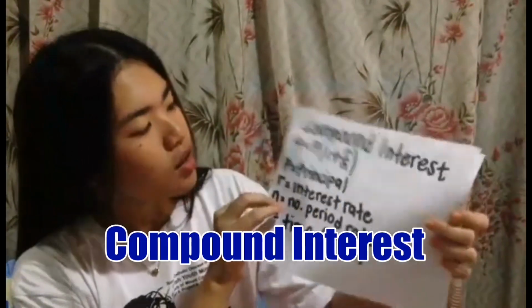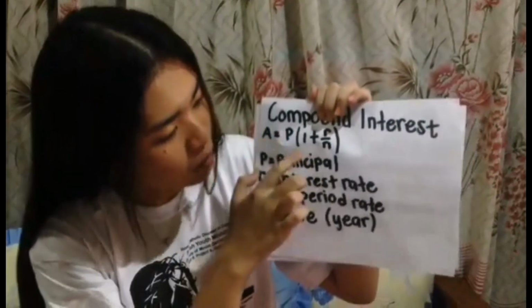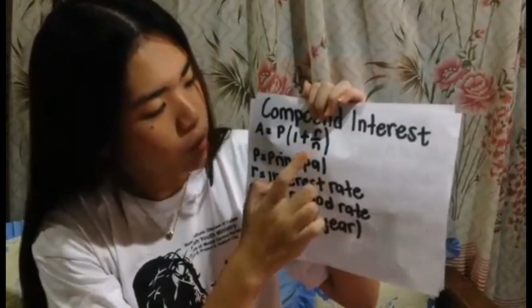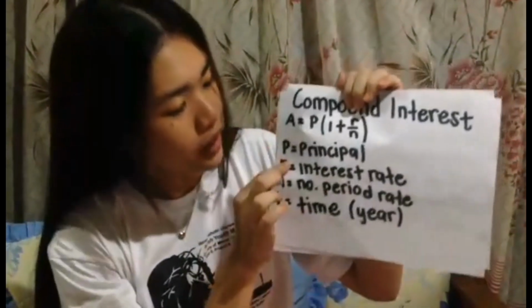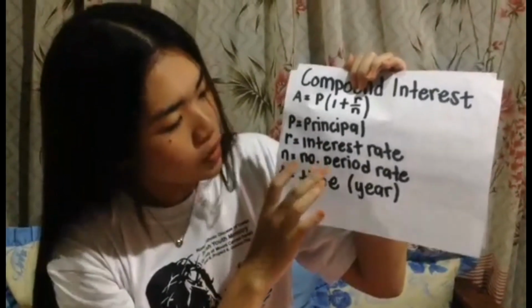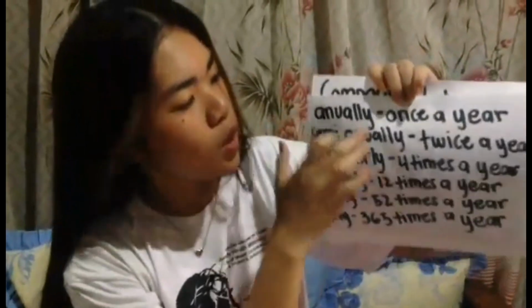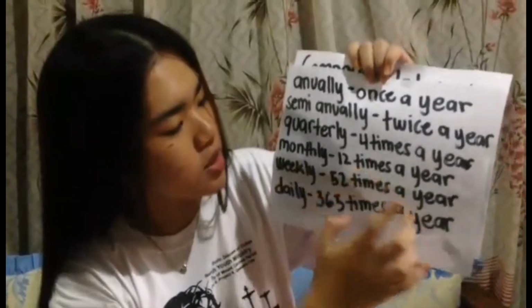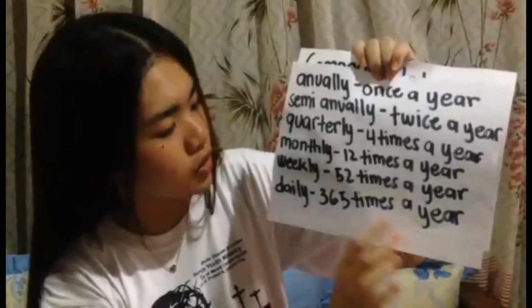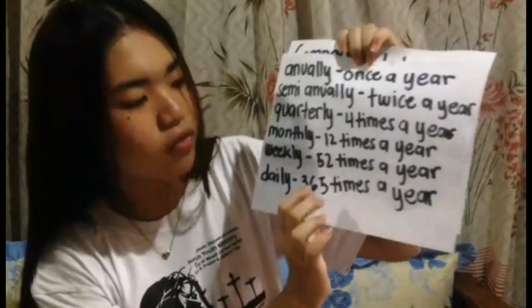Compound interest. So, the formula to find the A is A equals P, open parenthesis, 1 plus R over N, close parenthesis, raised to N times T. P is the principal, R is the interest rate, N is the number of periods per year, and T is time in years. So, annually is once a year, semi-annually is twice a year, quarterly is 4 times a year, monthly is 12 times a year, weekly is 52 times a year, and daily is 365 times a year.